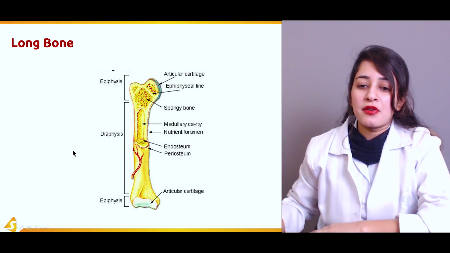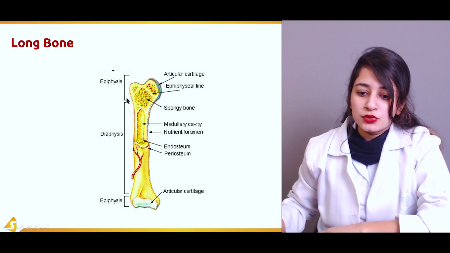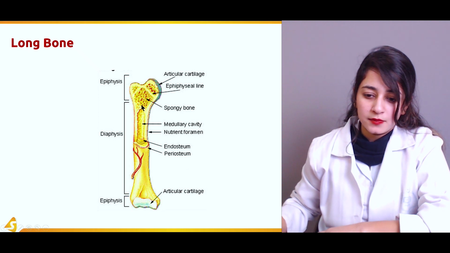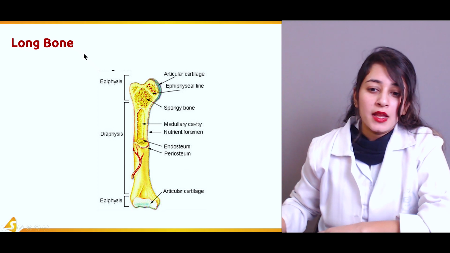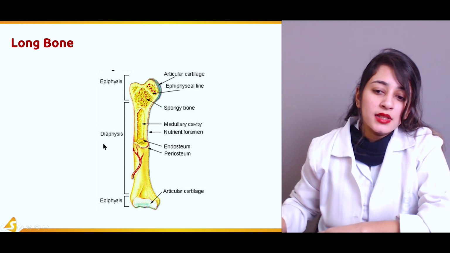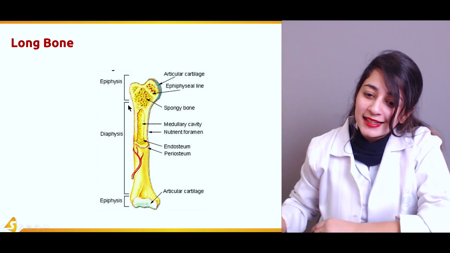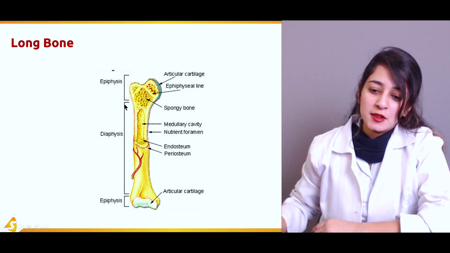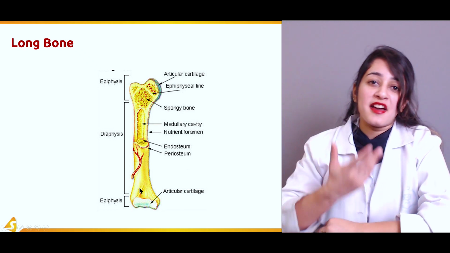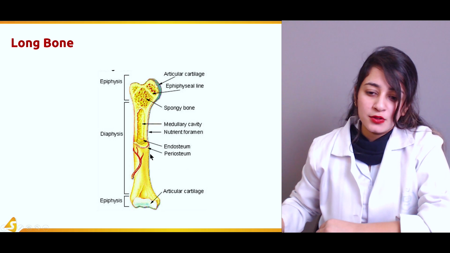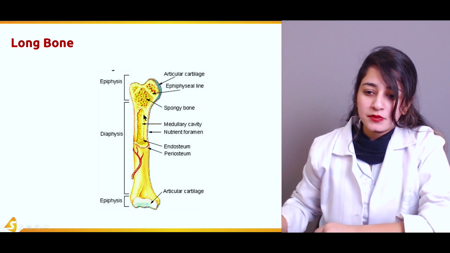Here's a diagrammatical appearance of a long bone. This part, the middle part, is the diaphysis. This part that I'm circling with my mouse pointer. Then on both the ends we have the epiphysis. And where should the metaphysis be? At this junction. At this point we'll be having the metaphysis. So the diaphysis is the strongest part. As you can see, it's in the middle.